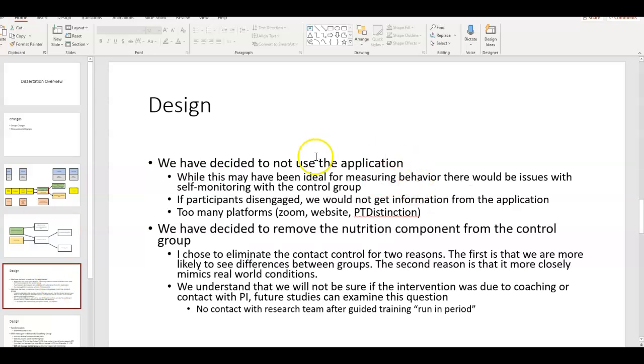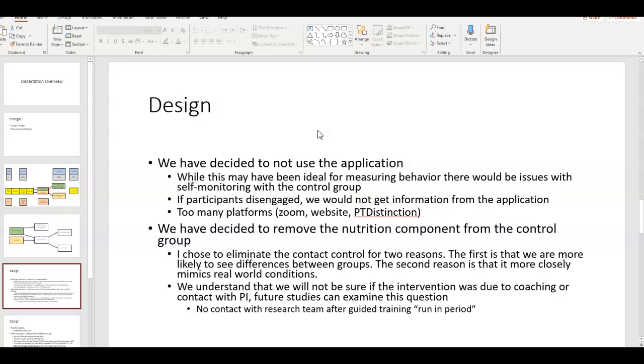So some things you'll notice in terms of materials being gone: one, we decided not to use the resistance training application. While this may have been ideal for measuring behavior, there would be issues with self-monitoring. With the control group, for example, it might prompt them to start self-monitoring, and because we're not necessarily measuring that, we won't know if that was causing behavior change. If participants were disengaged, we will not get information from the application, so we won't have information if they didn't use it. And there were too many platforms that I was proposing: Zoom, the website, and also PT Distinction. So this is a little bit cleaner.